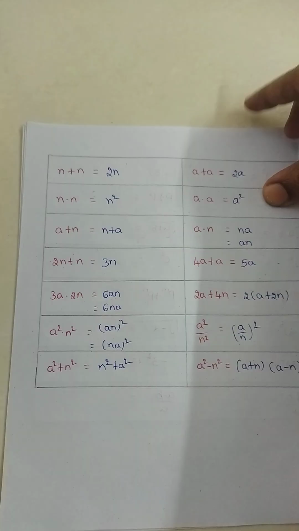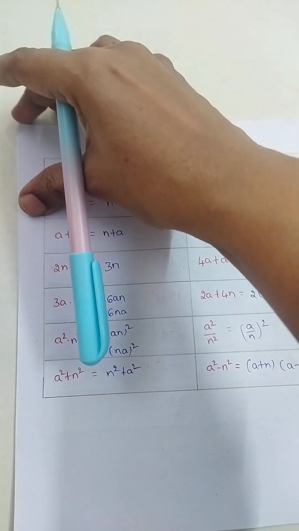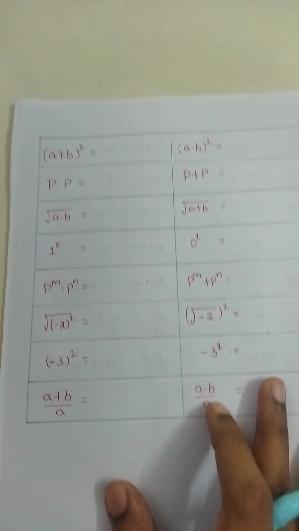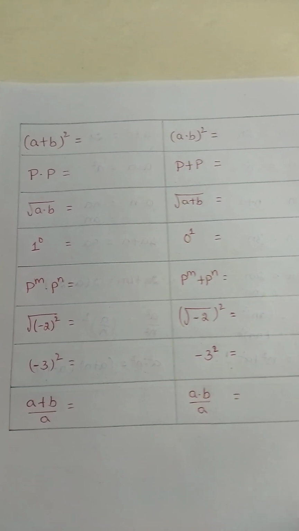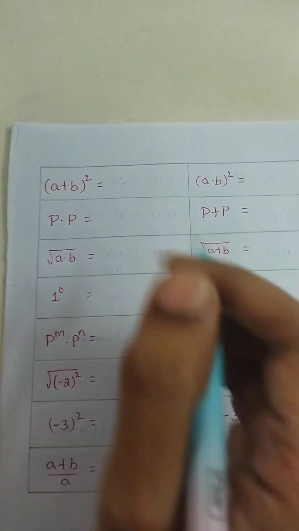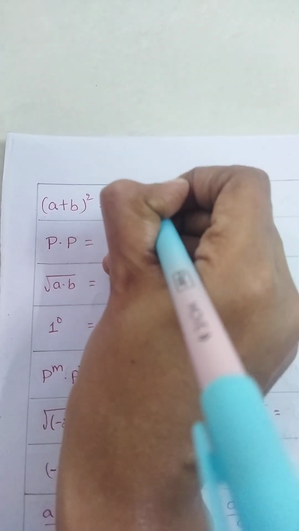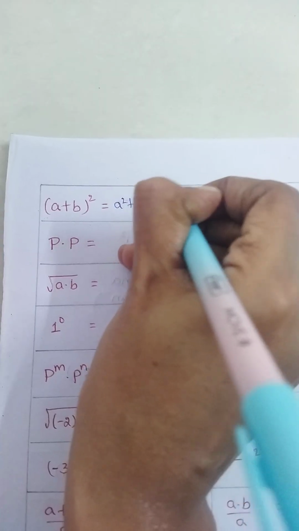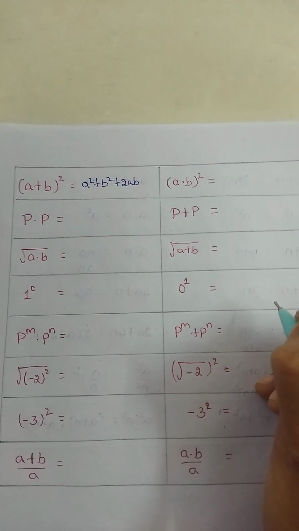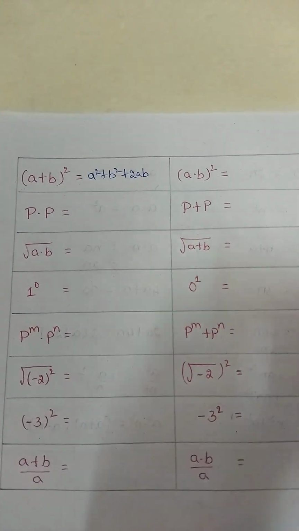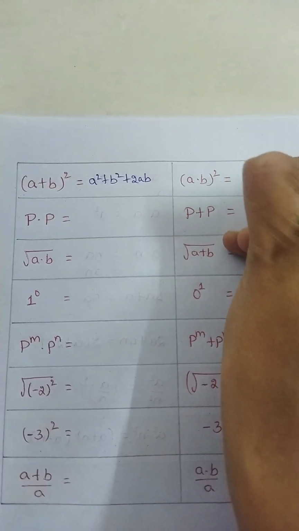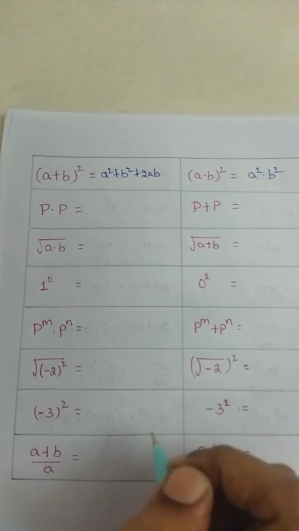And the next mathematical equations are a plus b whole square. As we all know this formula, a square plus b square plus 2ab. a into b whole square equal to a square into b square.